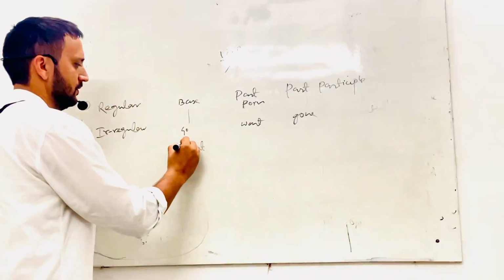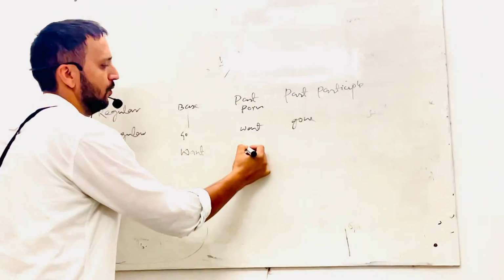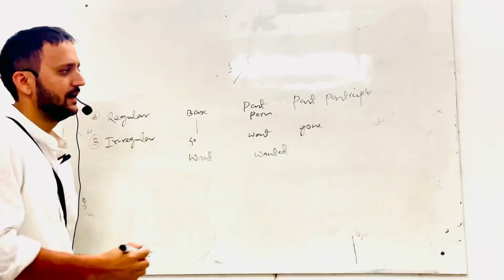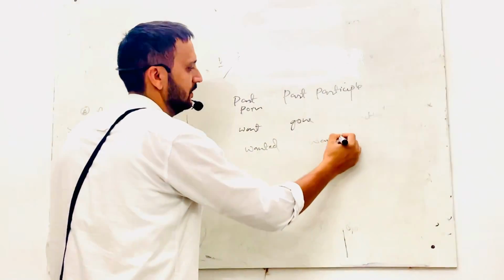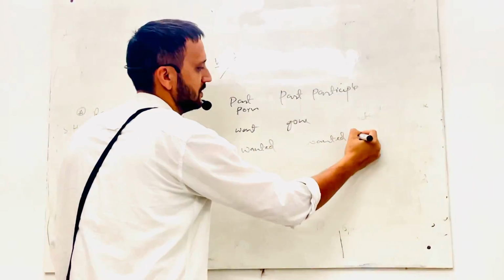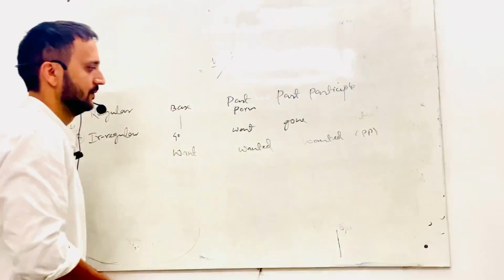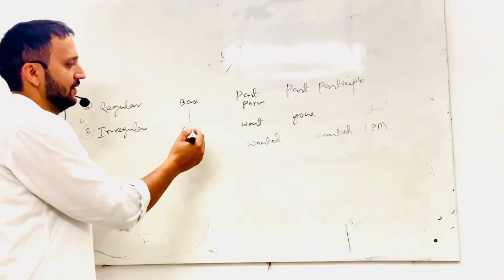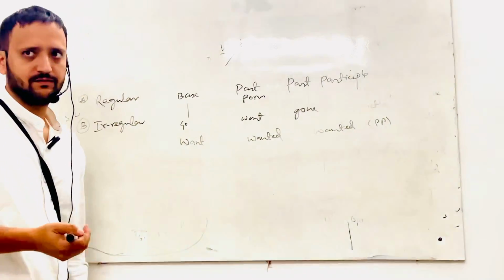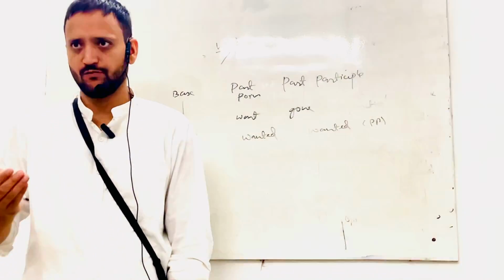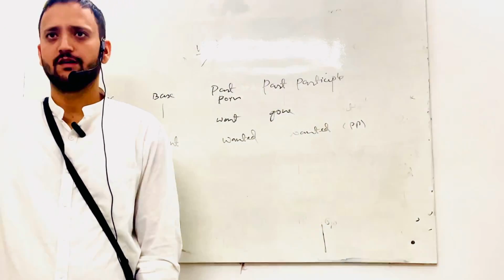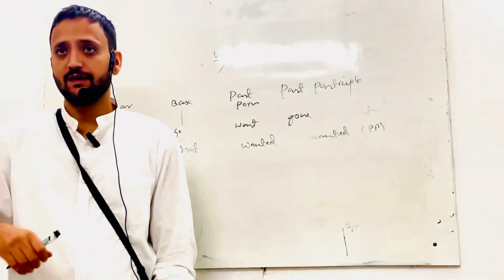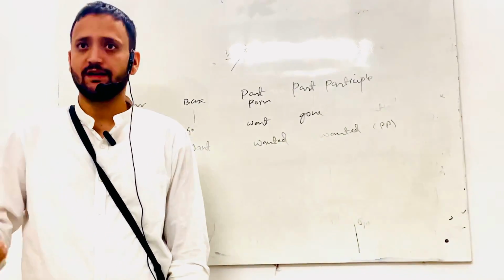want is the base form, wanted is the past form, and again wanted is the past participle, right? But there are certain other forms where it's very difficult to form a pattern. 70% of forms we just need to add ed or d or ied, and then the form gets changed. But there are certain other words wherein we have to memorize.